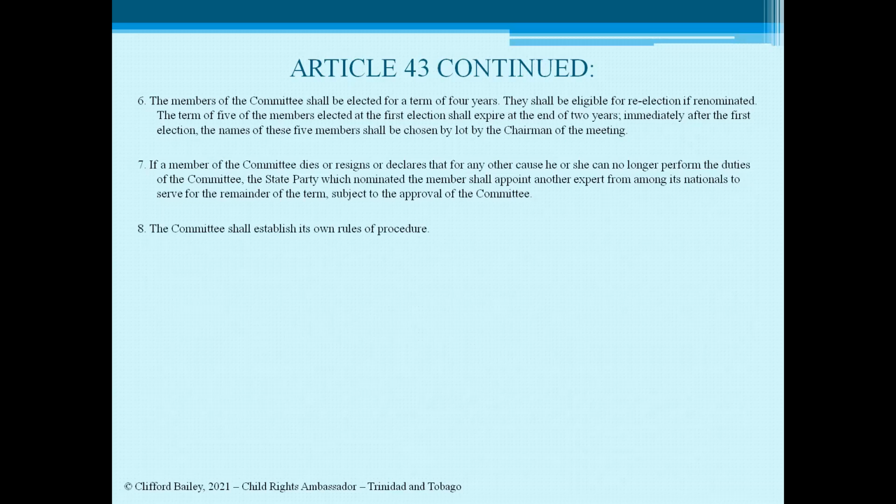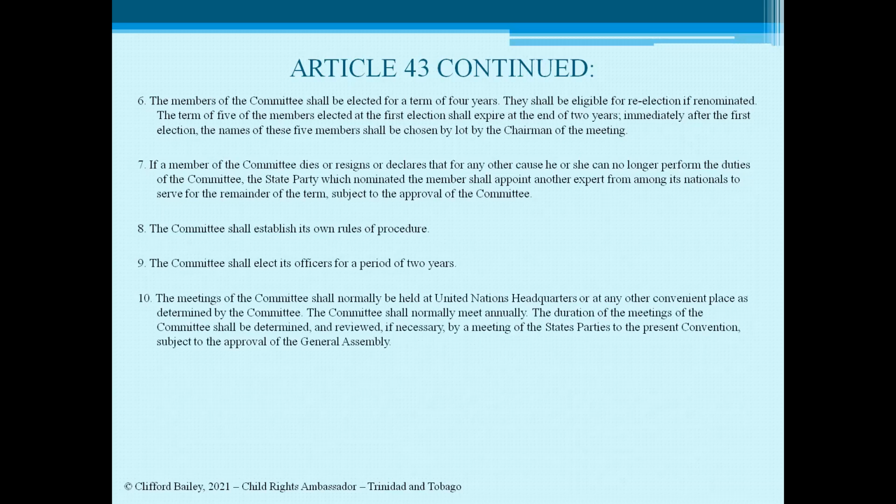The committee shall establish its own rules of procedure. The committee shall elect its officers for a period of 2 years. The meetings of the committee shall normally be held at United Nations headquarters or at any other convenient place as determined by the committee. The committee shall normally meet annually. The duration of the meetings of the committee shall be determined and reviewed, if necessary, by a meeting of the states parties to the present convention, subject to the approval of the General Assembly.